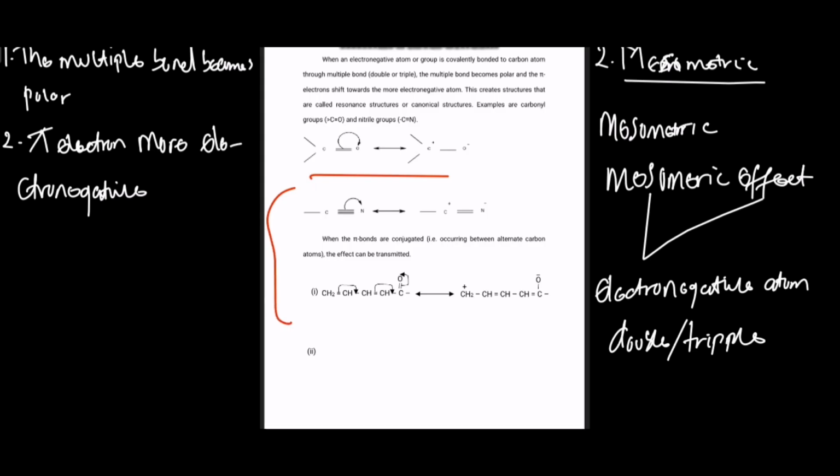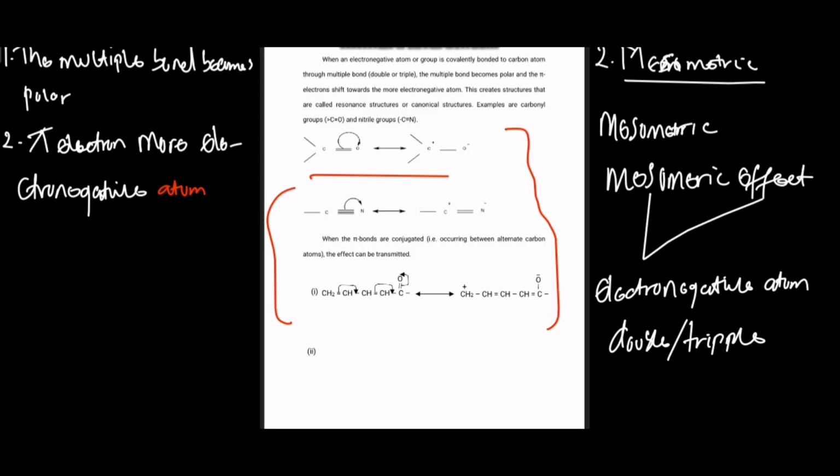As a result of this movement of the electrons towards the electronegative atom, the molecule can no longer be represented by just one structure. Instead, we draw different possible structures. That's why you see different structures here, and in your outline you find that there are different possible structures for the same molecule.